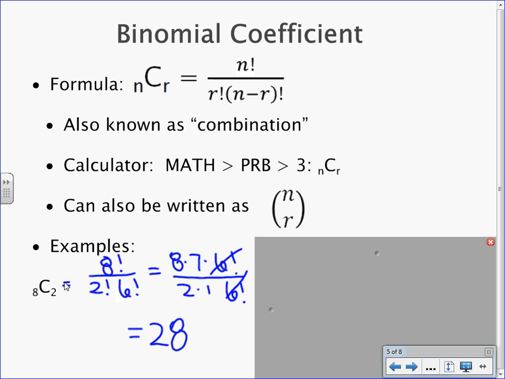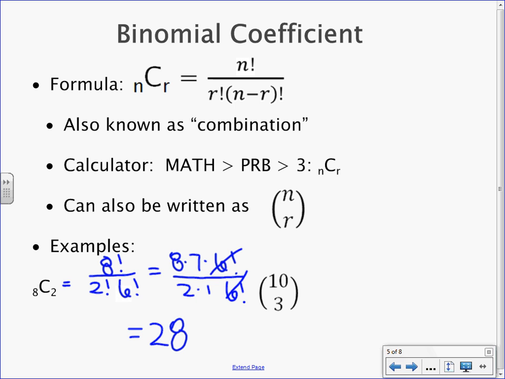Okay, put this one in your calculator. All right, what is 10 combinations of 3? 120. 120, awesome. So now let's actually do some expanding here.